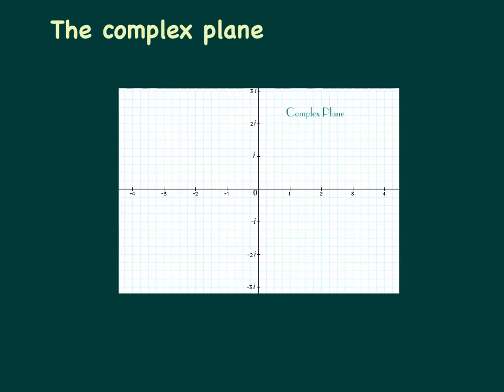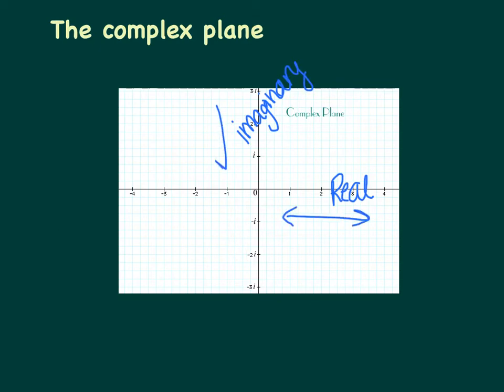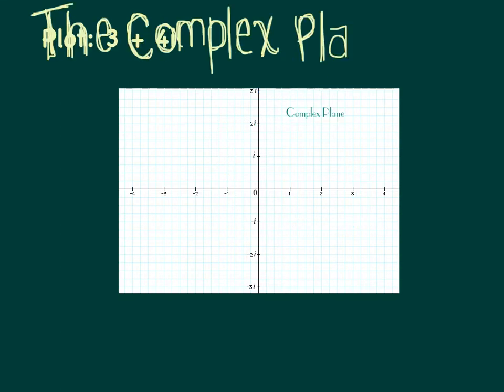x and a y axis, we have the real axis, which is horizontal, and then the imaginary axis, which is vertical. We're going to plot the real part in the horizontal direction, and we'll plot the imaginary part in the vertical direction. Let's look at an example.